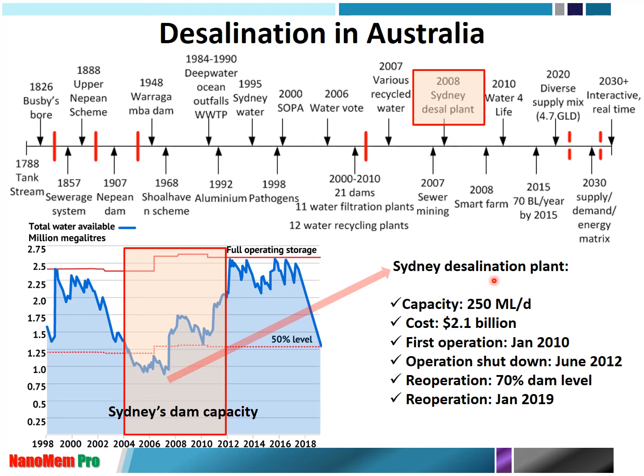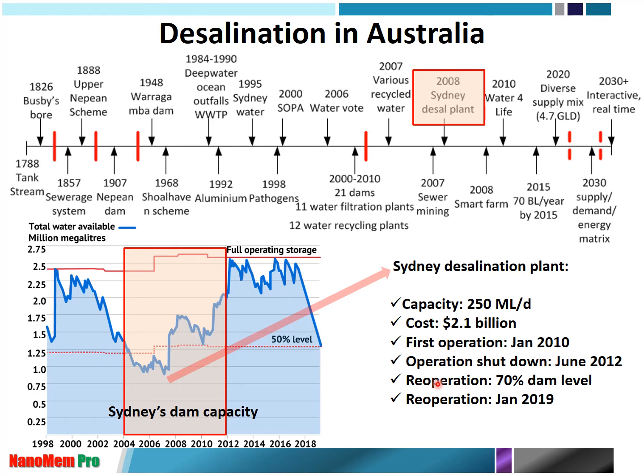This is almost 250 million liters per day, at almost $2.5 billion. It started to operate in January 2010. And after we built one desalination plant, rainfall increased. So you can see the level keep increasing, and it was almost fully loaded in 2012. That's the reason why the desalination plant was shut down in June 2012.